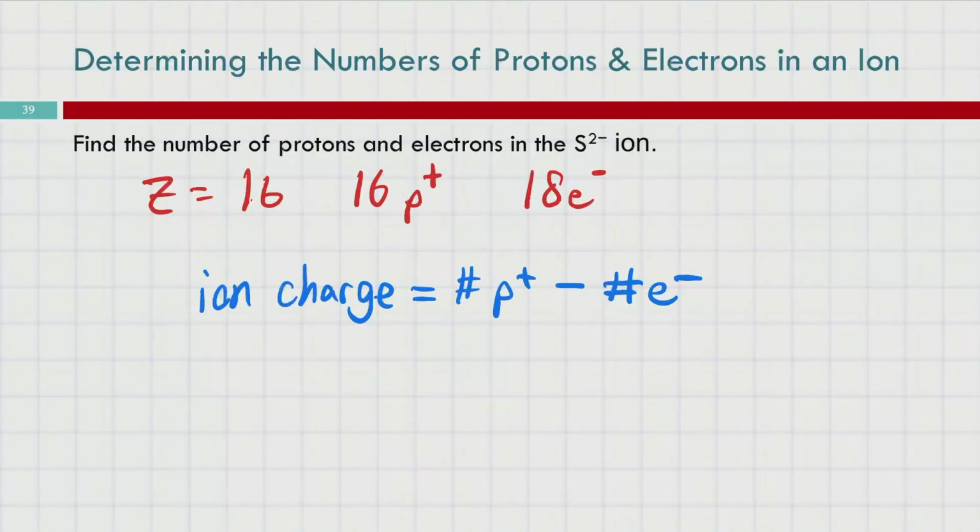And we could plug in. We know it's a 2 minus charge because of that 2 minus that's floating in the top right corner behind the sulfur. So we fill in a 2 minus charge for the ion charge. We figured out our number of protons is 16, and we can write whatever we want for number of electrons, just as long as it's some symbol, and then we can solve for it.